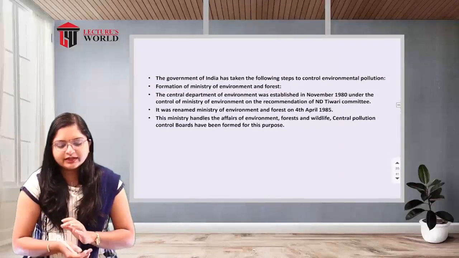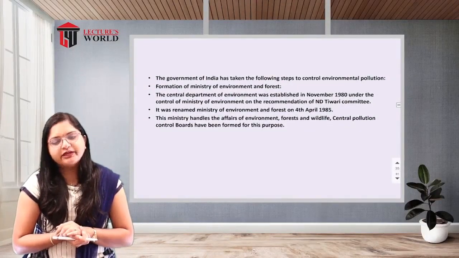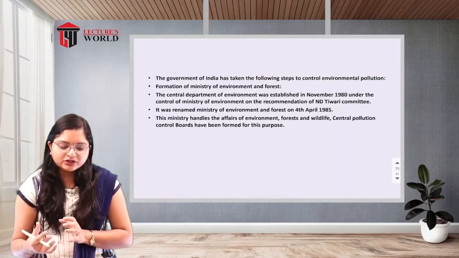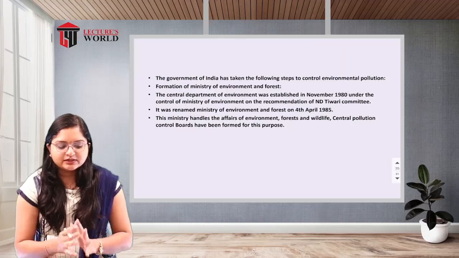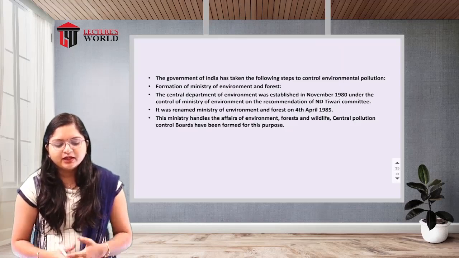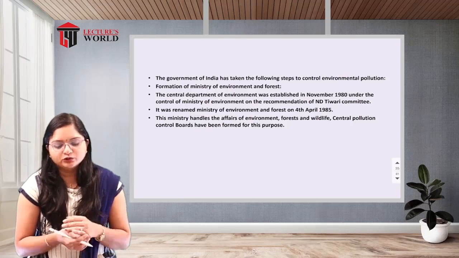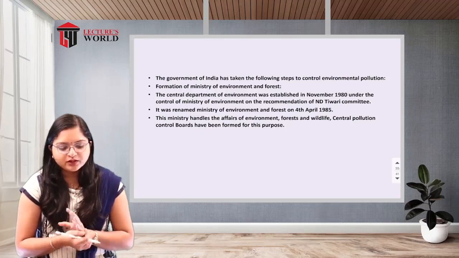The government of India has taken the following steps to control environmental pollution. If we talk about the nation, these are some steps which have been followed by the Indian government to protect the environment or to control environmental pollution. So these are the steps.